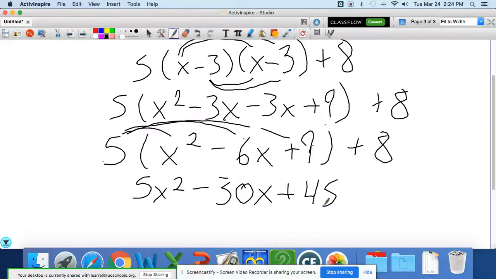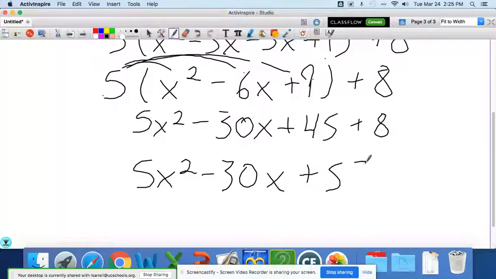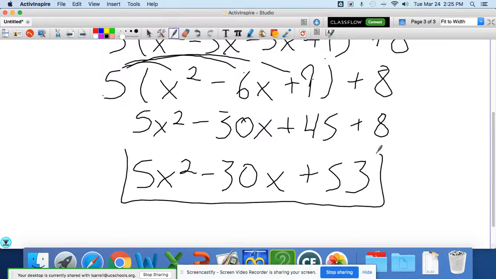And you'll notice I've dropped my parentheses now because I've done all the multiplying. Parentheses are just multiplication. So I've done all my multiplying, so I can drop those now. And finally, we can deal with this positive 8 out here on the end. 5x squared minus 30x, 45 plus 8 is going to be positive 53. And guys, that was a wild, long journey. So I would advise you to check your work.